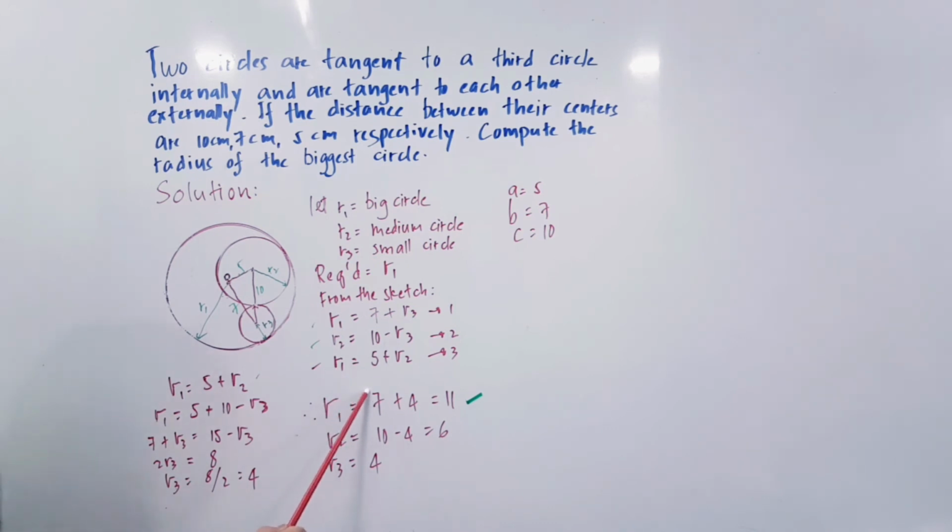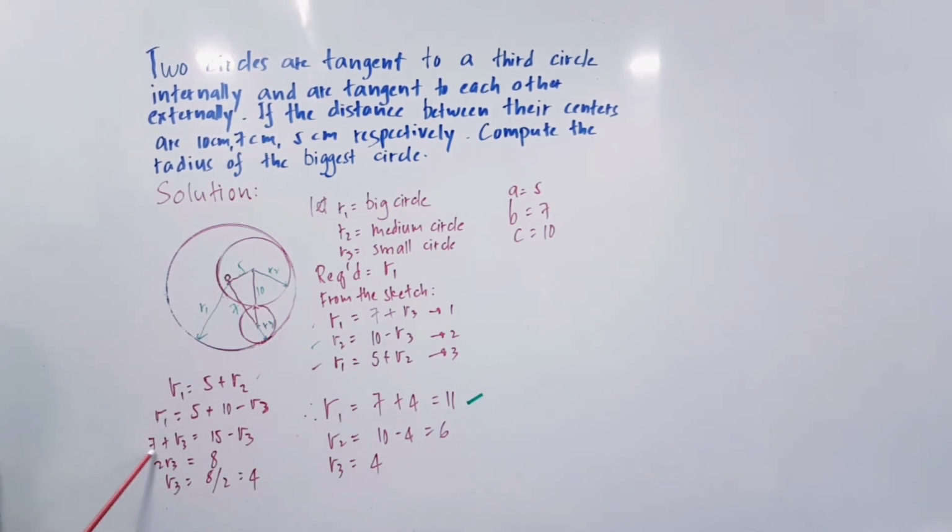Ngayon, sa equation na to, pwede na natin i-substitute yung value ng R2. So, 5 plus, yung R2 niya is 10 minus R3. Tapos, ang R1 natin, pwede rin natin i-substitute yung first equation. So, R1 is equal to 7 plus R3 and is equal to 10 plus 5, which is 15 minus R3. Therefore, combining like terms, 2R3 is equal to 15 minus 7, which is 8. R3 therefore is equal to 8 divided by 2, which is equal to 4. So, meron na tayong R3.